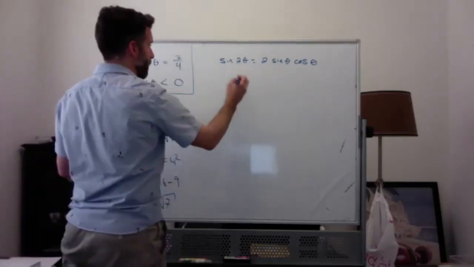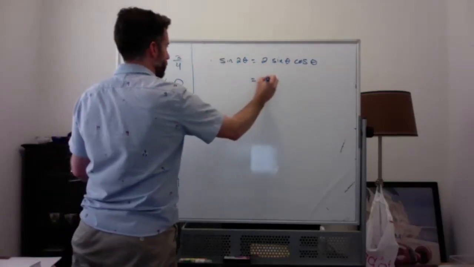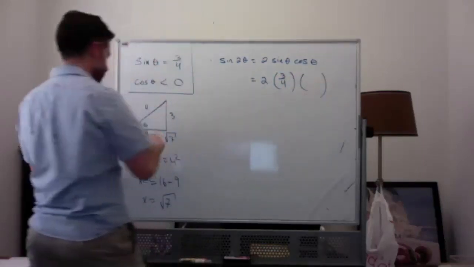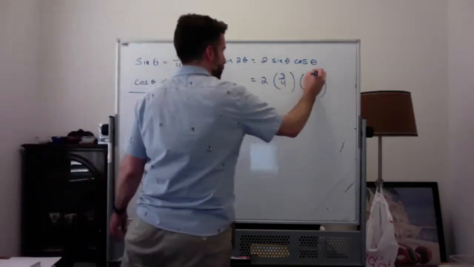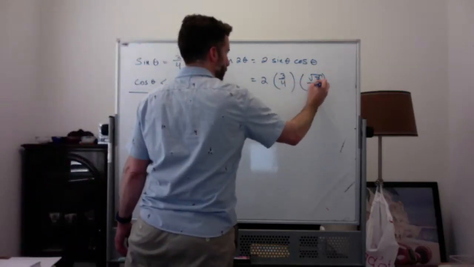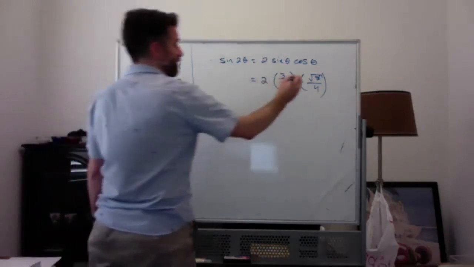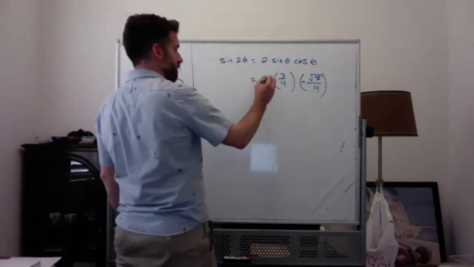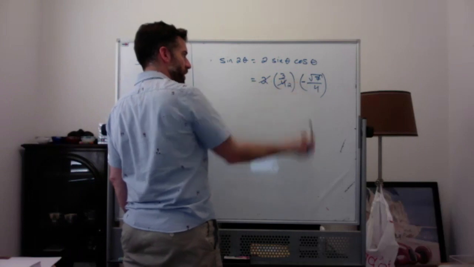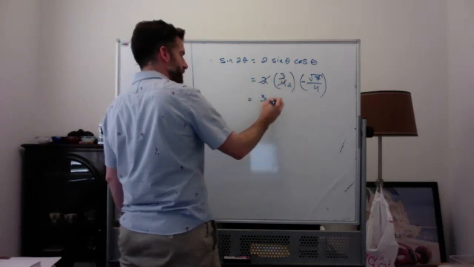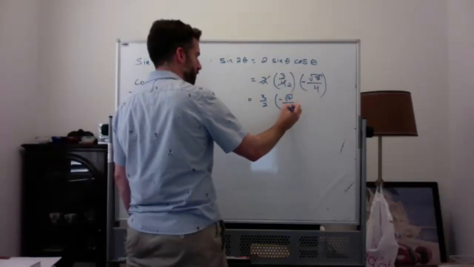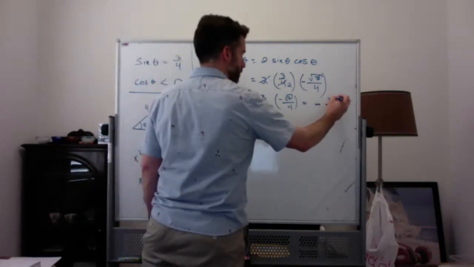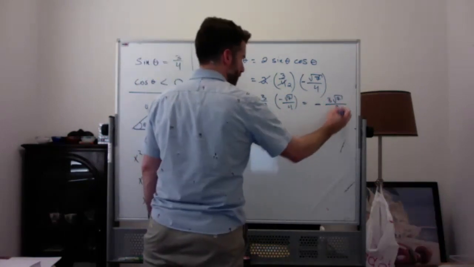So sine of 2 theta is equal to 2 times sine of theta, which is 3/4. Cosine of theta is adjacent over hypotenuse, which is root 7/4. But cosine is negative, so it's negative. And then I would probably say that 2 and 4 cancel and give me a 2 down there. So I really got 3/2 times negative root 7/4, which is just going to be negative 3 root 7 on top, 2 times 4 on the bottom.